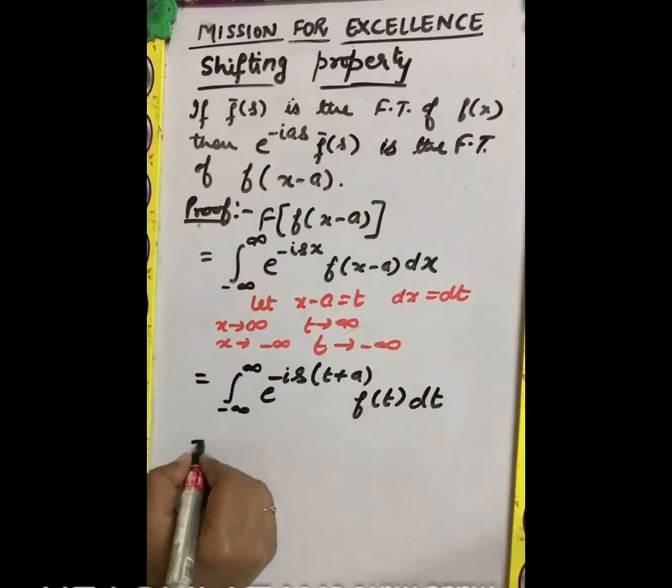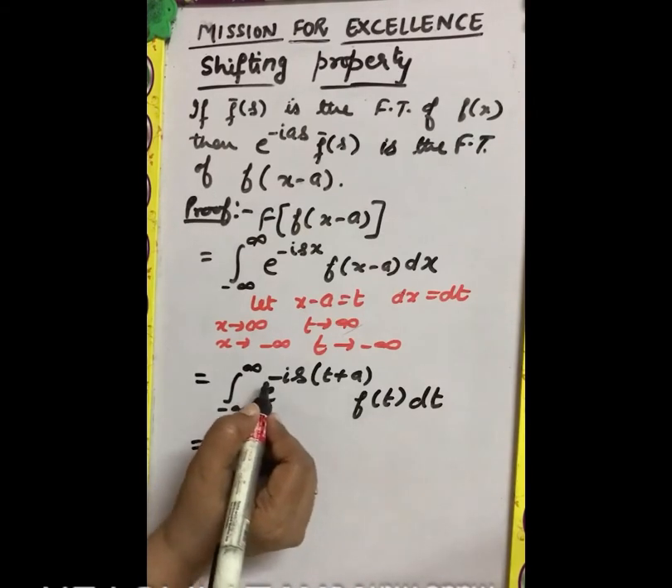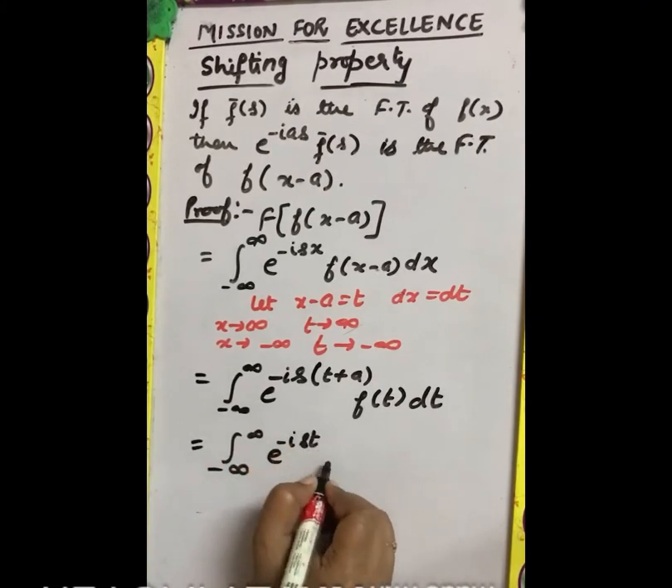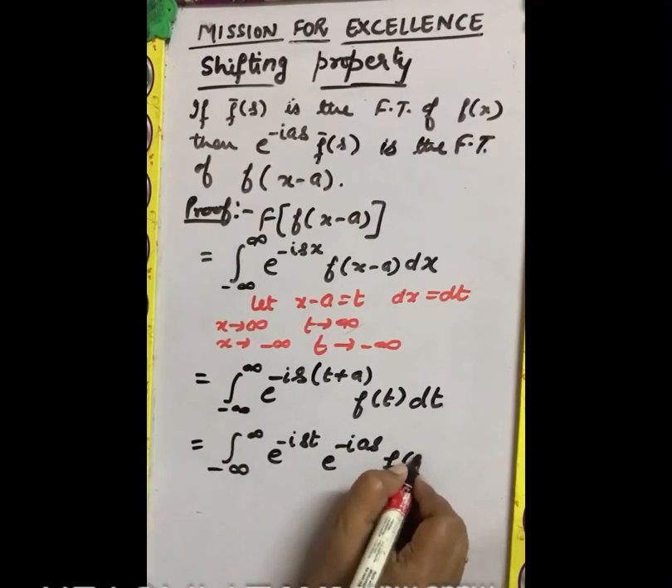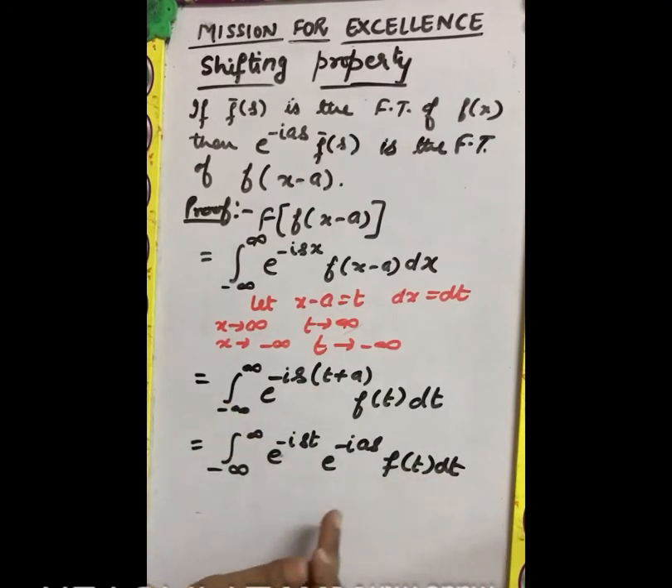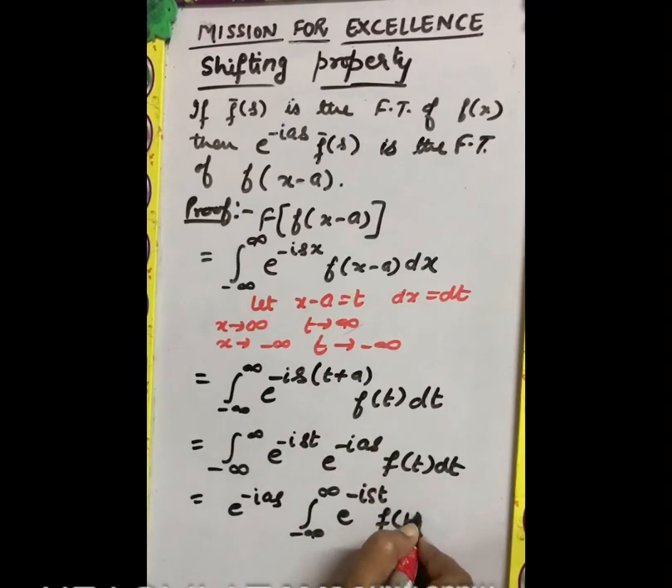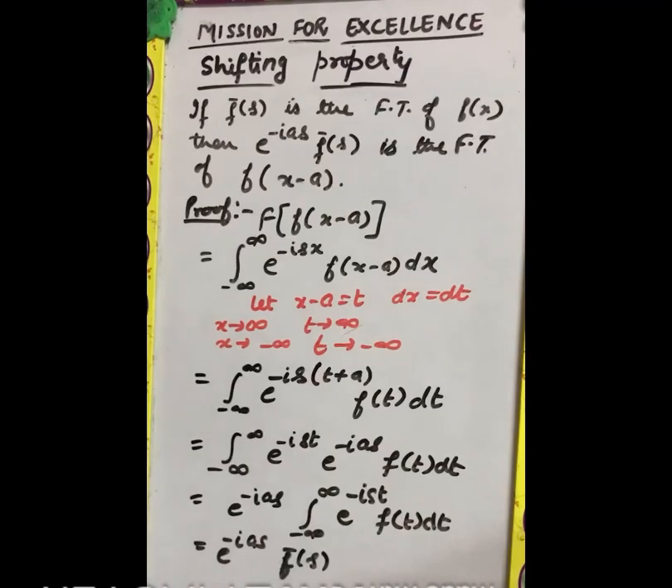So now from this, if we take this function outside, e raised to power minus iota as, let us first open the bracket: e raised to power minus iota st, e raised to power minus iota as, f of t dt. Now since the integration is with respect to t, the term containing s will be taken outside. So we take here e raised to power minus iota as, times the integral from minus infinity to infinity of e raised to power minus iota st, f of t dt. And from the definition, it is the Fourier transform of the function f of t. So we write it as f bar s. So it will become e raised to power minus iota as, f bar s. So this is the shifting property.